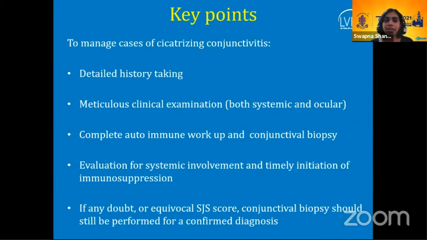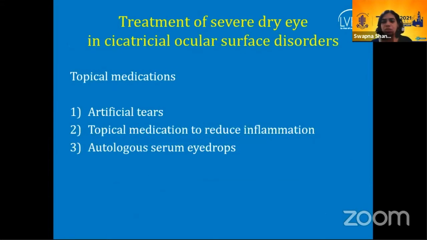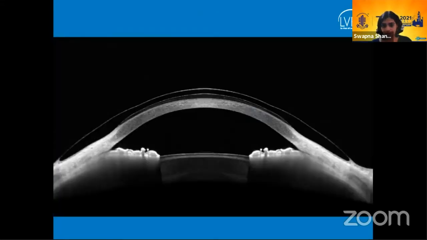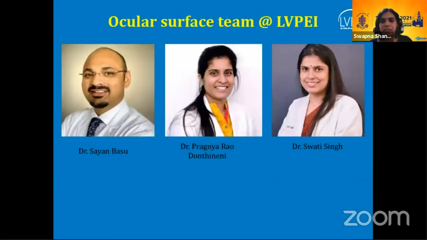So again, detailed history taking, meticulous clinical examination, complete autoimmune workup, conjunctival biopsy, and evaluation for systemic involvement to initiate immunosuppression is very important. If there is any doubt clinically or an equivocal Sjogren's score, then a conjunctival biopsy should be done in these cases. I have a few slides on treatment, which I'll not allude to because this has already been covered. I would like to thank my colleagues and the ocular surface team at LVPI.